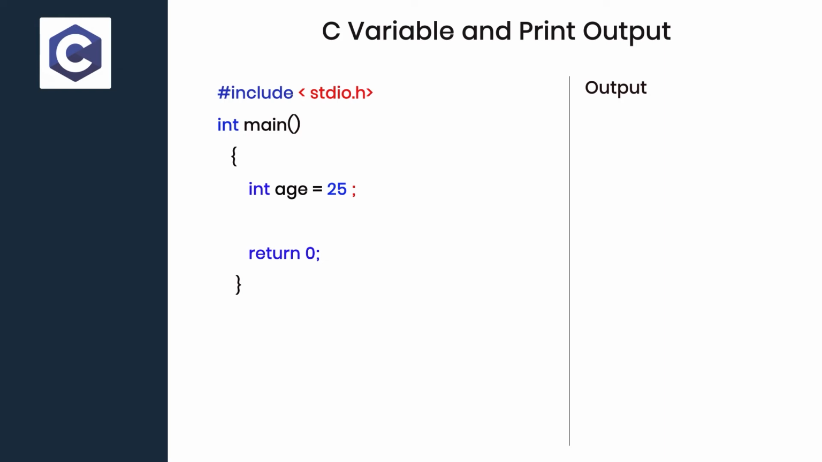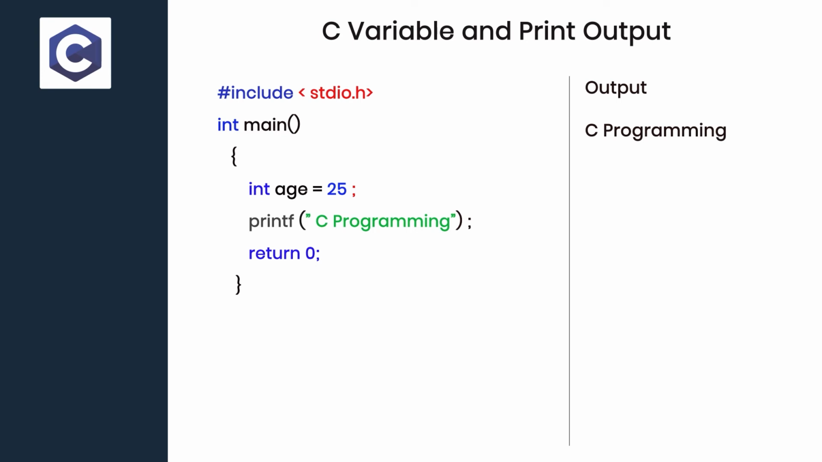Now to print a line of text, we use the printf function. printf bracket inside quotation C programming. And we will always end this statement with a semicolon. Now let me run this code, and we can see C programming is printed on the screen. By the way, our variable is also created, but we haven't seen it because we haven't printed it.